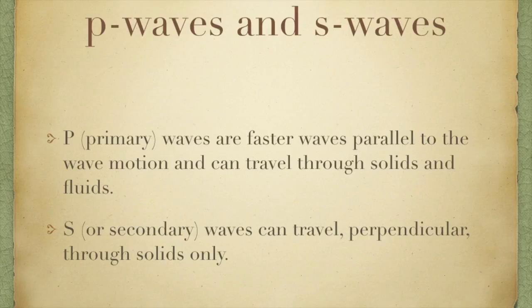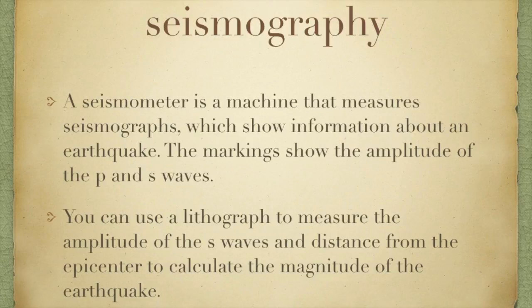A seismometer is a machine that measures seismographs, which show information about an earthquake. The markings on the seismograph show the amplitude of the P waves and the S waves. You can use a seismograph to measure the amplitude of the S waves and the distance from the epicenter to calculate the magnitude of the earthquake.